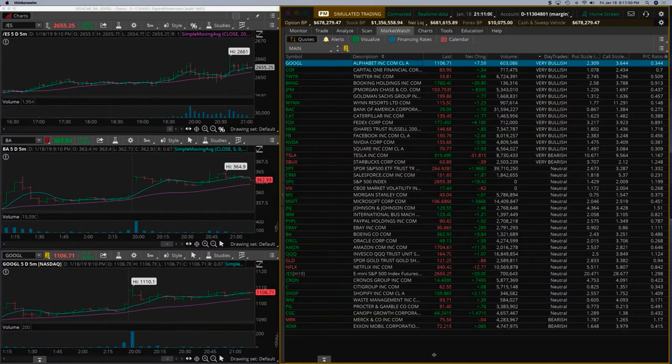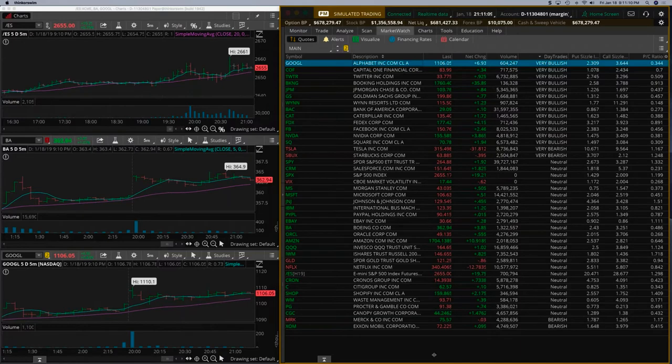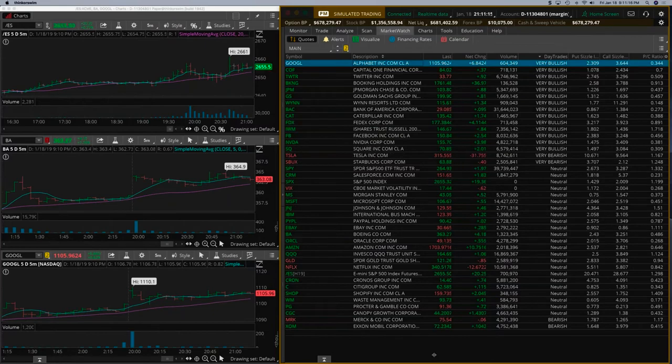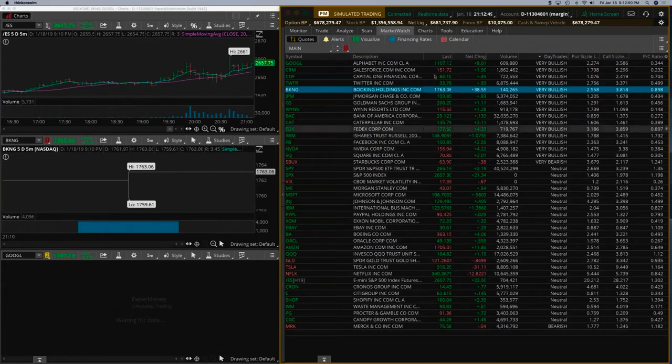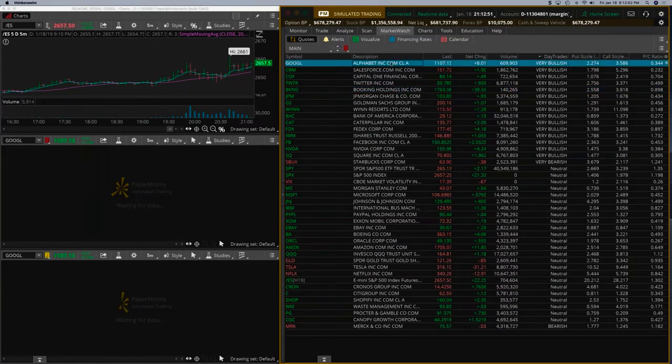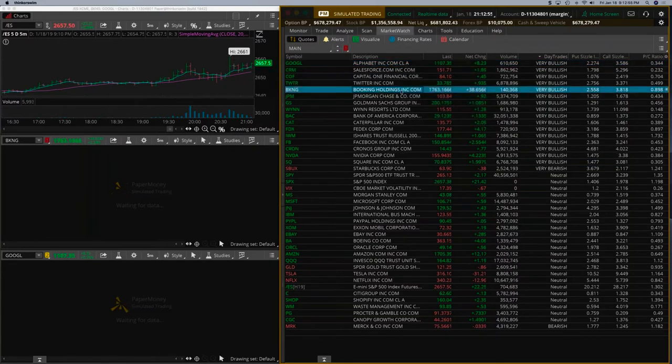Google's moved into very bullish. Of course, right now it's in a transition state, so it can move from very bullish back to neutral or something like that because it just moved into very bullish. So we have to see. It might go back into neutral. But regardless, at least some of the internals are telling us that, okay, things are looking okay for Google. Alphabet is now 1107.